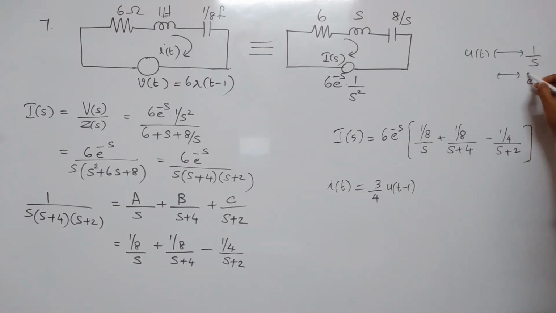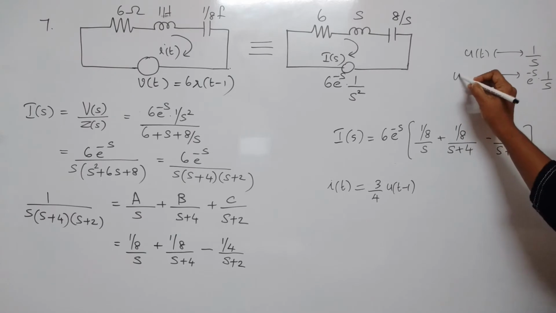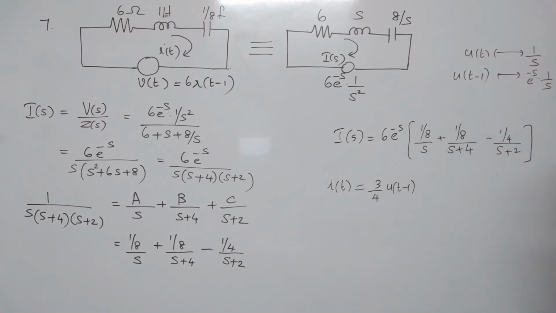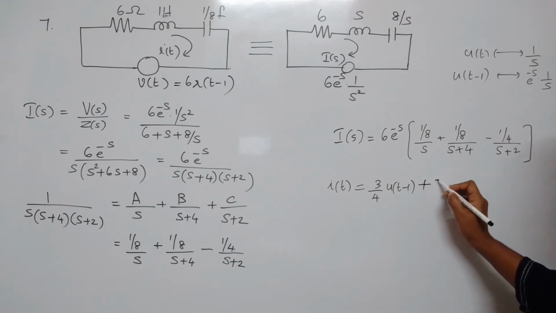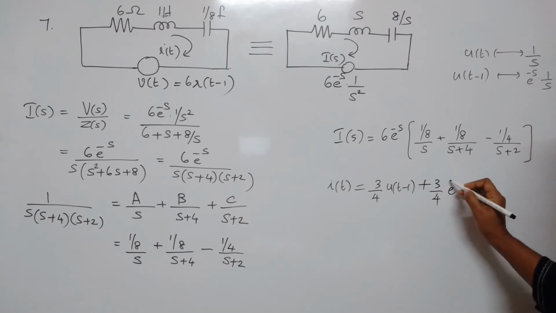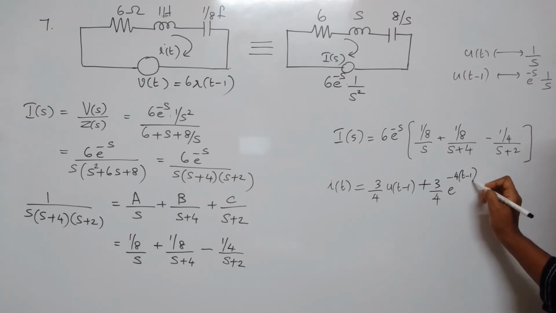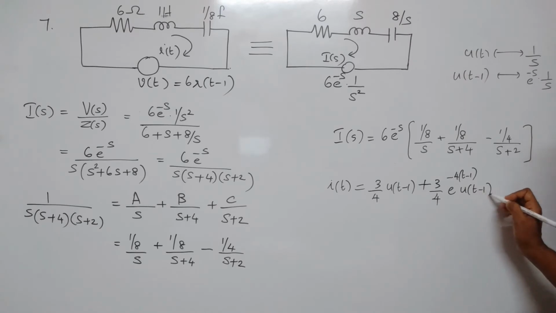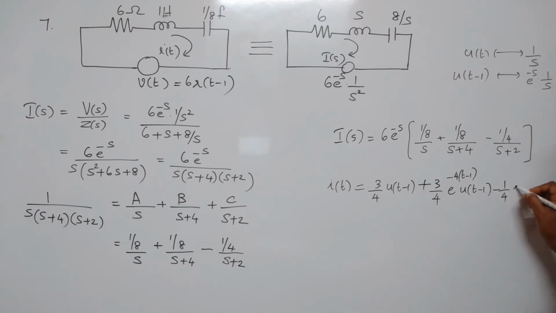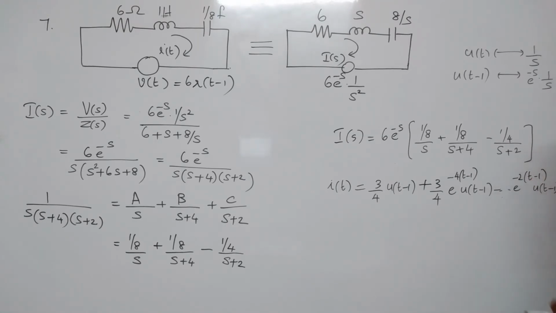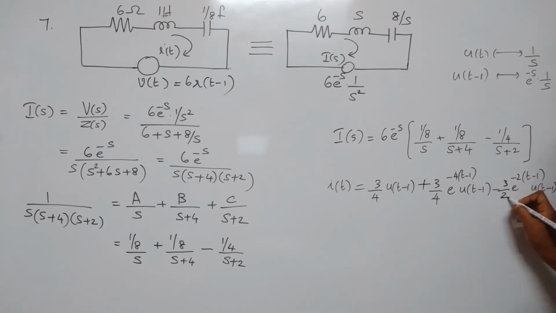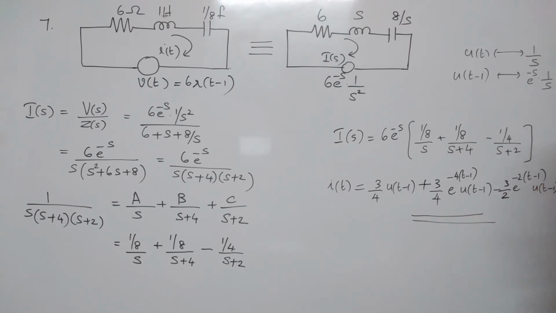Then the inverse of e raised to minus S into 1 by S will be u of t time shifted by 1. Similarly, plus 3 by 4 into e raised to minus 4 into t minus 1, u of t minus 1, minus 1 by 4 e raised to minus 2 into t minus 1, u of t. Sorry, it's not minus 1 by 4, it will be 3 by 2. So this is the answer.